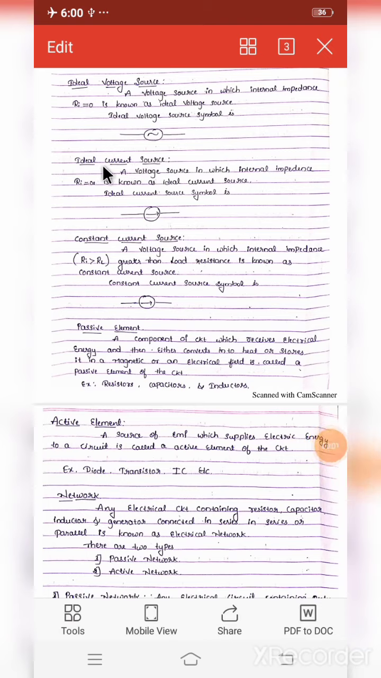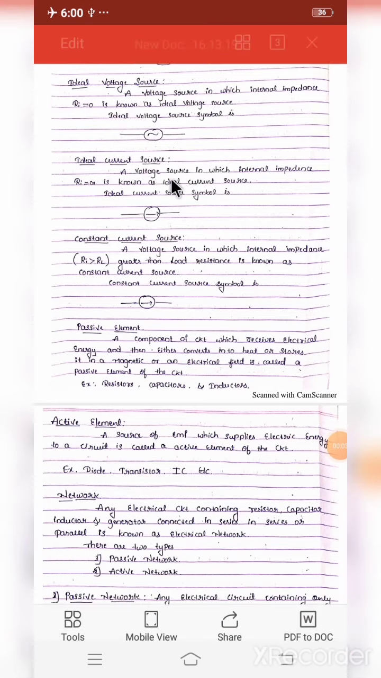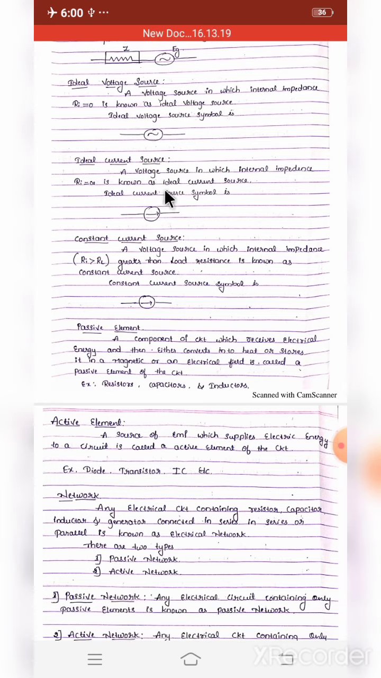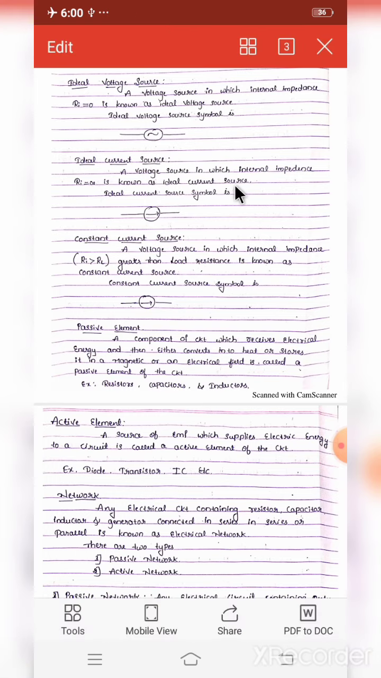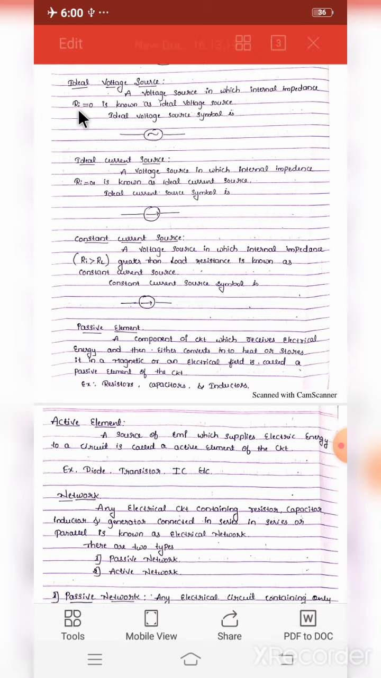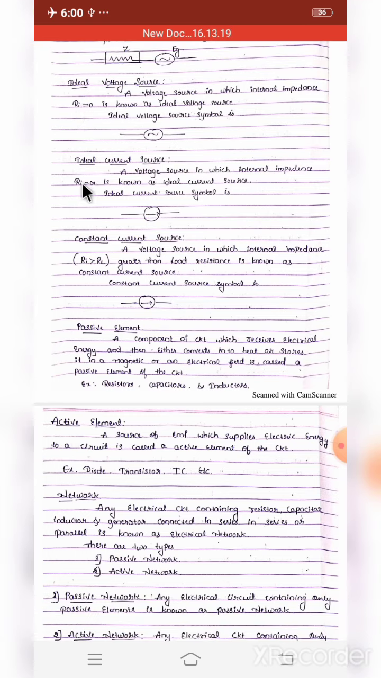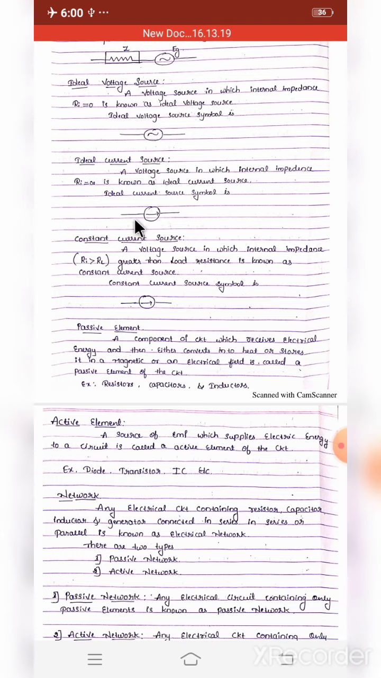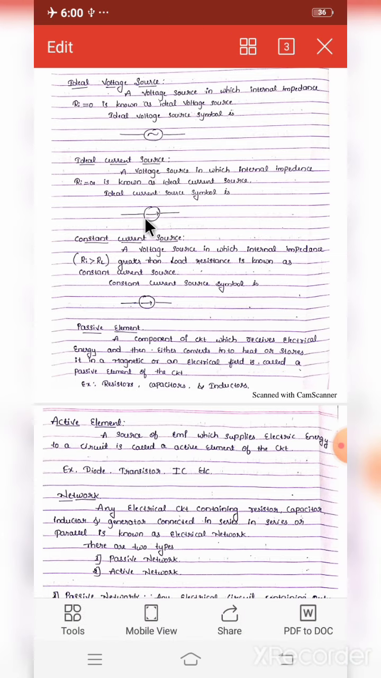What do you mean by the ideal current source? A source in which internal impedance Ri equals infinity is known as an ideal current source. I already told you that the internal impedance is nothing but the internal resistance of the source. In an ideal voltage source, internal resistance Ri equals 0, but in an ideal current source, internal resistance Ri equals infinity. This is the symbol for the ideal voltage source and this is the symbol for the ideal current source.